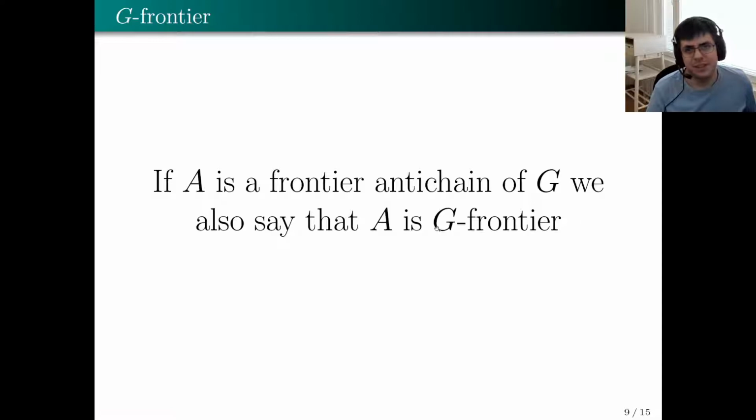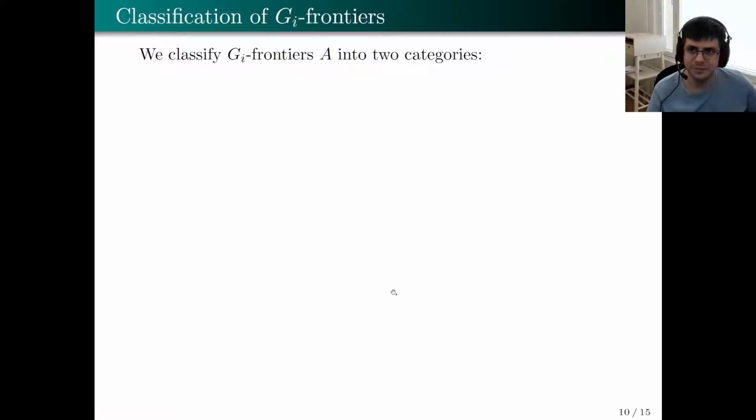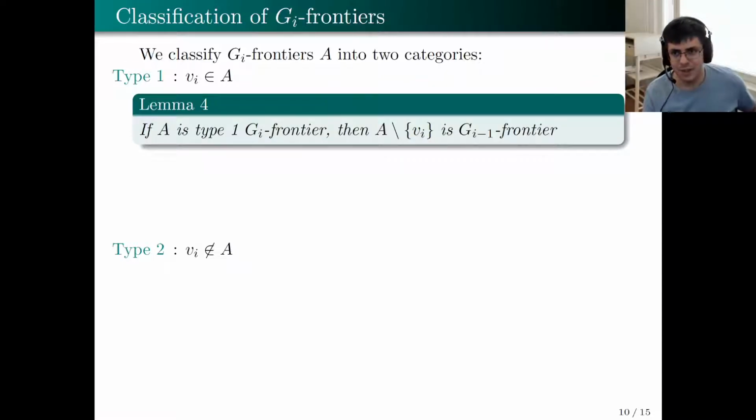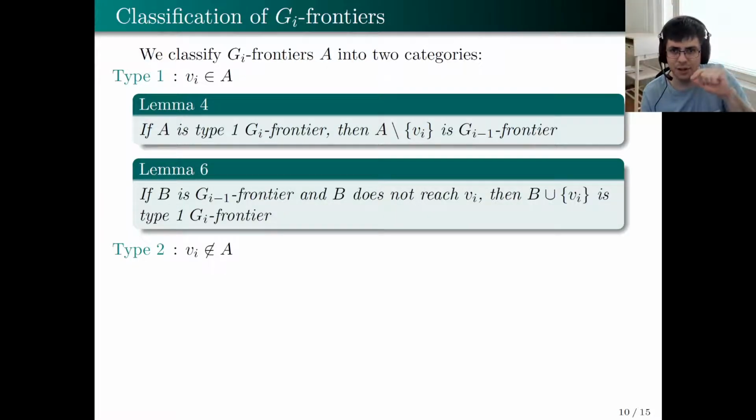If A is a frontier antichain of D_i, we also say that A is G_i frontier. We classify G_i frontiers into 2 categories: the ones containing vertex v_i and the ones that don't. For the ones containing vertex v_i, we call them type 1. If A is a type 1 G_i frontier, then if we remove this vertex, we obtain a G_{i-1} frontier. Moreover, if B is a G_{i-1} frontier and B doesn't reach v_i, then the union of B and v_i is a type 1 G_i frontier.